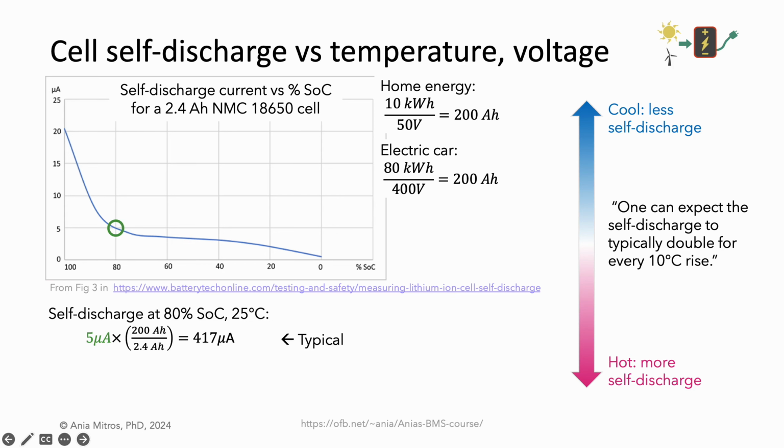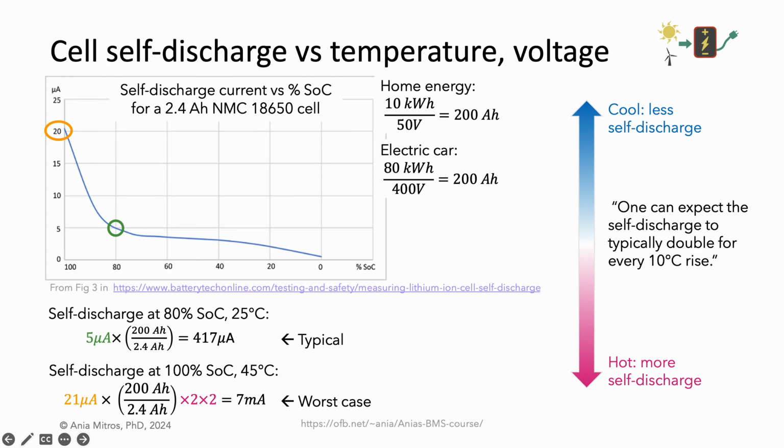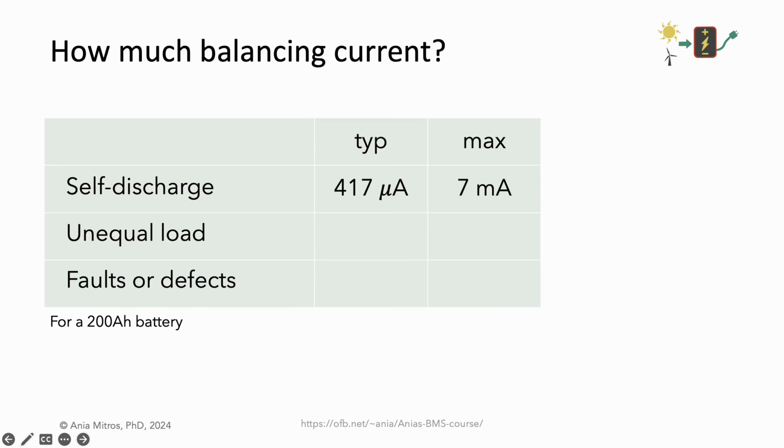If a 2.4 amp hour cell self-discharges at 5 microamps at 80% state of charge, then a 200 amp hour battery will self-discharge at 417 microamps. Our worst case corner is at 100% state of charge and hot, say 45 C, where we estimate the self-discharge to be about 7 milliamps. Let's put those numbers into our table.